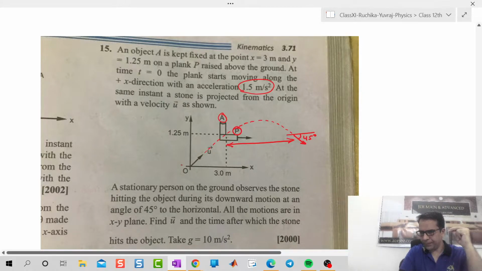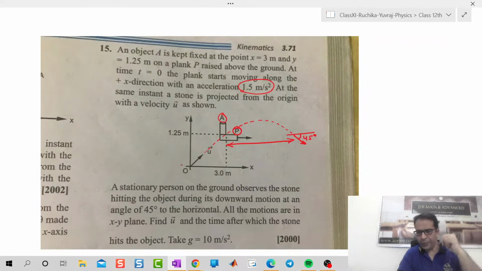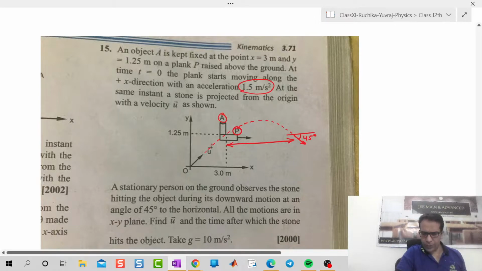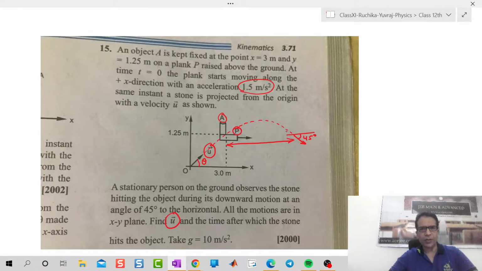Yes, Chavi? Yes, sir. And they're asking what is the u vector? That means we need to find the initial speed and the angle theta to be able to find the u vector, and the time after which the stone hits the object. So now quickly talk to me about the equations. What was the struggle there?